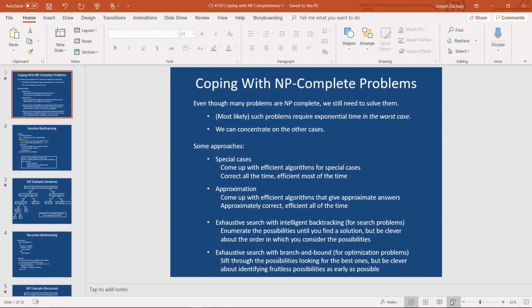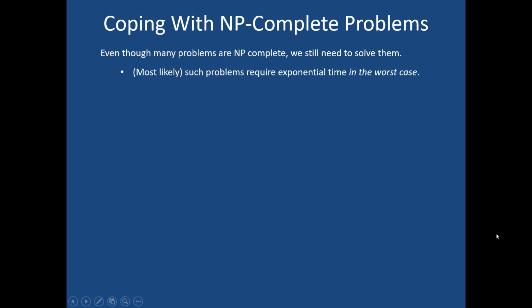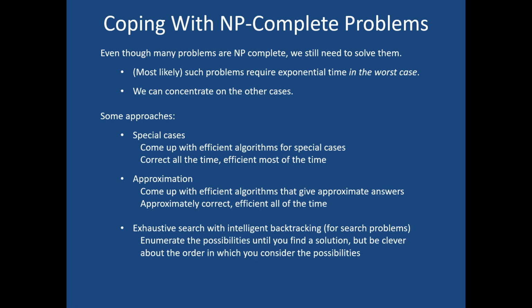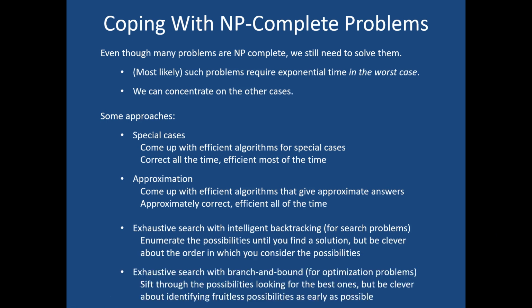Okay. Let's continue with what we were doing last time. We were talking about coping with NP-complete problems. And I mentioned last time some approaches you could take. One approach would be exhaustive search with intelligent backtracking for solving search problems. And we looked in depth at an example of doing that with 3SAT. Another is exhaustive search with branch and bound for optimization problems.